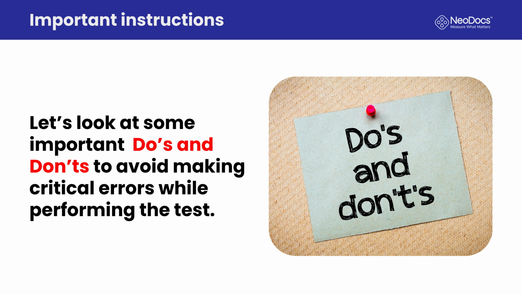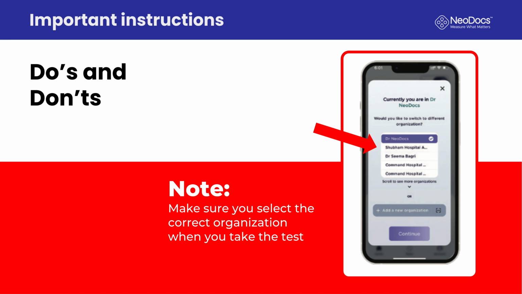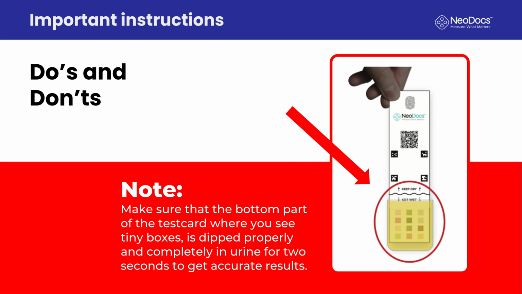Now let's look at some do's and don'ts to make sure that the test is taken smoothly and avoid any technical errors. Make sure you download the correct Dr. NeoDocs app. Make sure you select the correct organization when you take the test. Make sure that the bottom part of the test card where you see tiny boxes is dipped properly and completely in urine for 2 seconds to get accurate results.